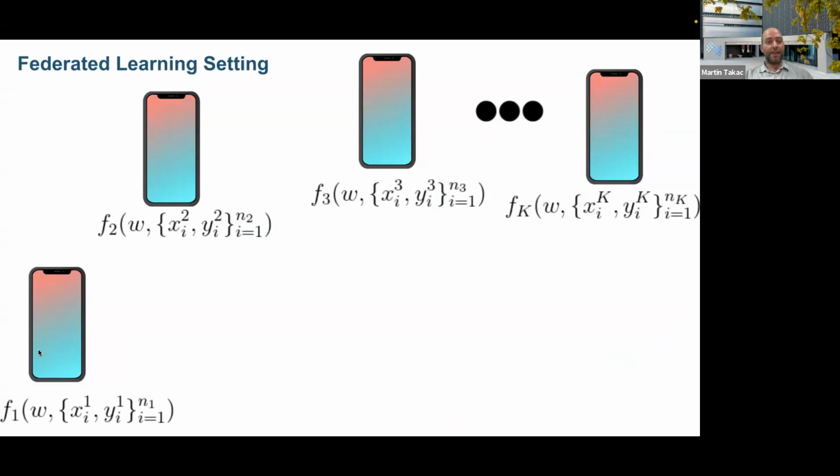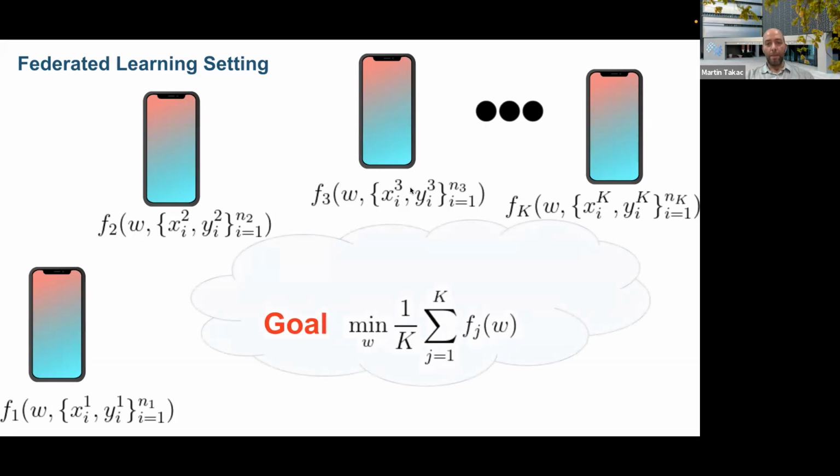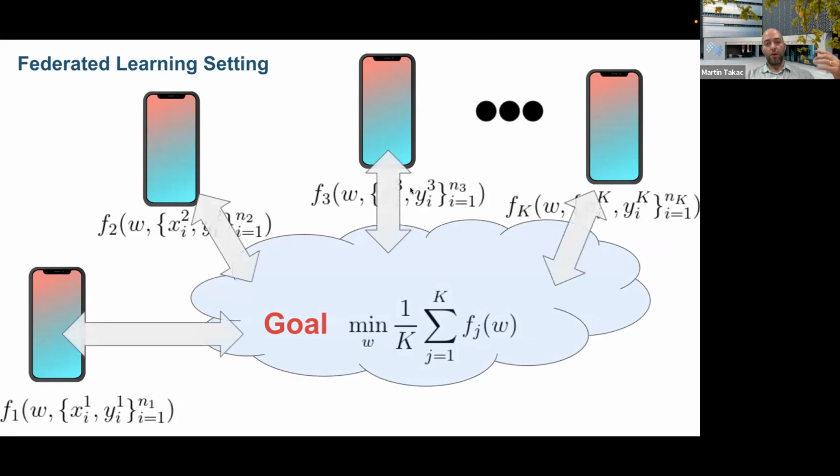In this case, I have different functions, defined on every single device: F1, F2, up to Fk. I will have K machines in total, and each function depends on the local data, Xi, Yi, for i from 1 to K. So we have local data on every single machine. I want to find the best w which will minimize the expected value, or the average, of those functions on different devices. We can also assume that all those machines can communicate with some centralized server, or cloud, in my slides.